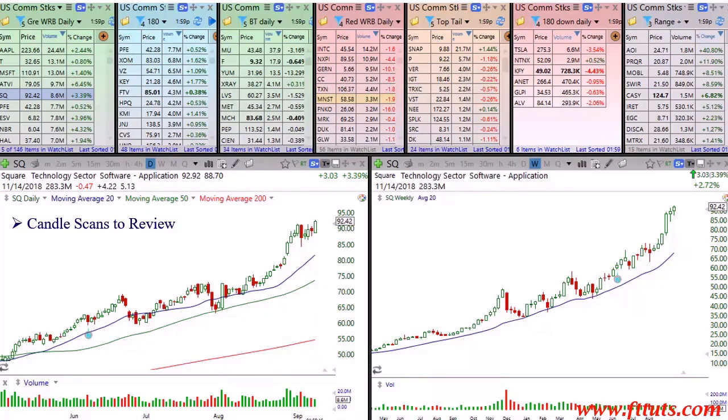So here is another screen that I utilize that scans for different candle patterns. So bullish wide range bars, 180 bullish reversals, bottoming tails, bearish wide range bars, topping tails, bearish 180s, and range expansions. So I can sort this by what's active, volume.